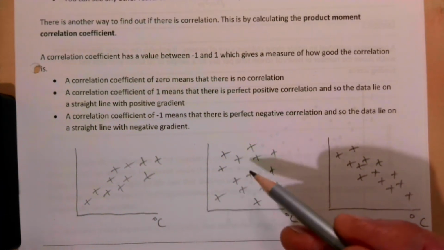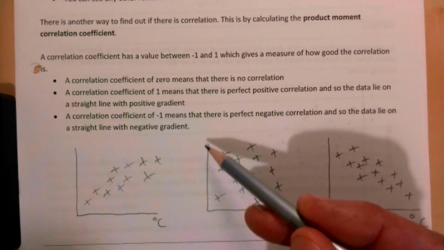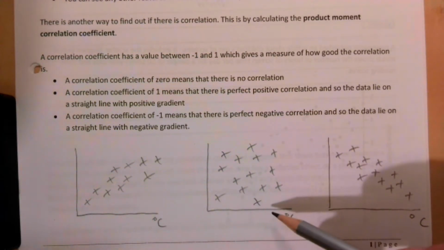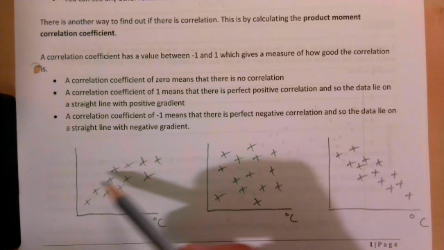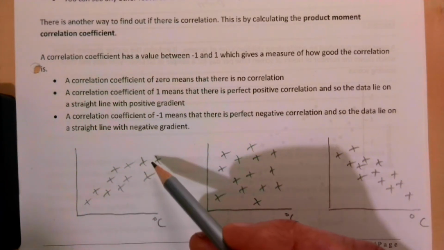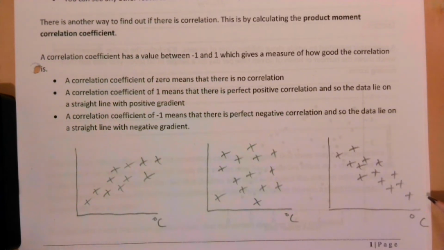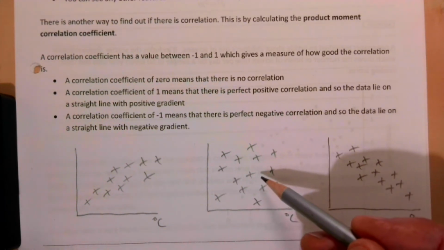There's no correlation really, or no pattern here between the amount sold and the temperature, because crisps taste fantastic no matter what the temperature. So those are the three. That's a positive correlation, that's a negative correlation, and that then is no correlation.